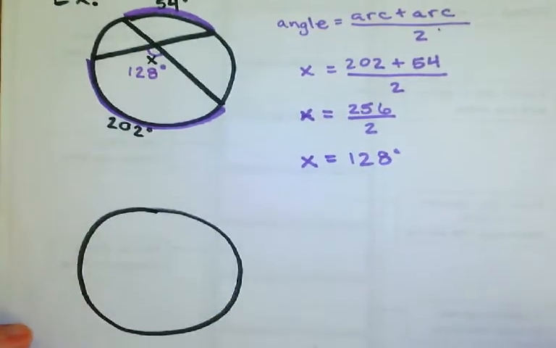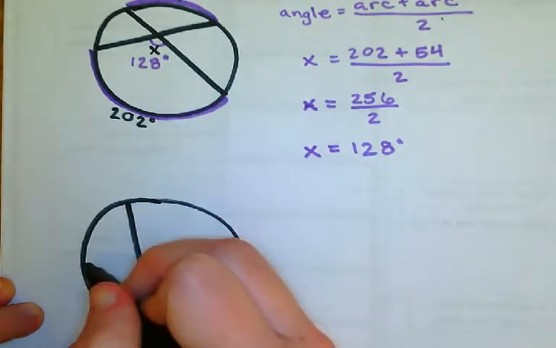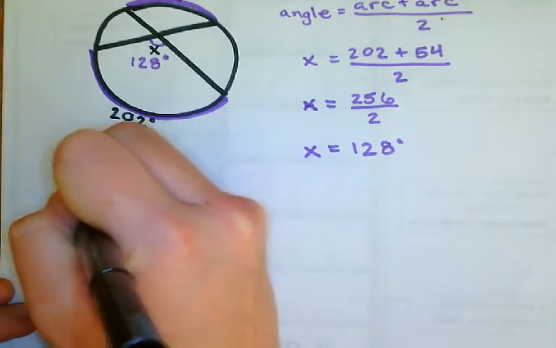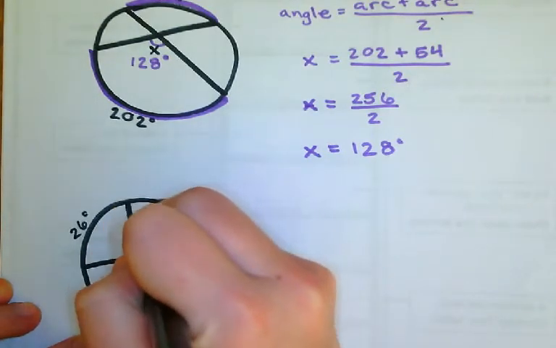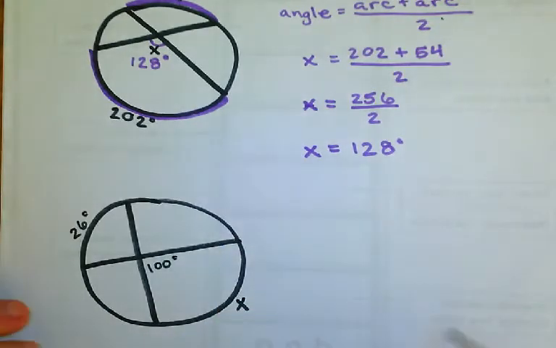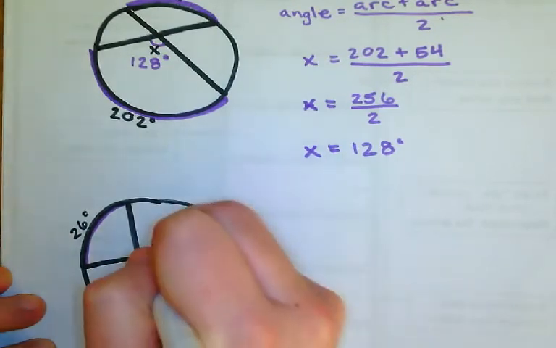My circles are getting worse and worse. Alright, our next example, we're going to have something that looks like this. We know this is 26. We're going to say this is 100 degrees, and we want to know what this x is. This time we know our angle, and we want to find this missing arc on the circle. So, again, here's our arcs, and then this is our angle.